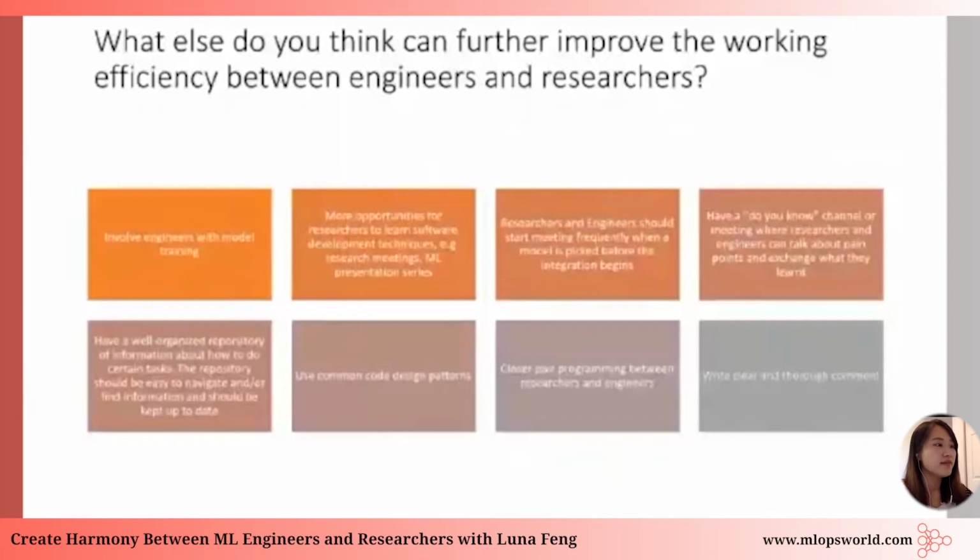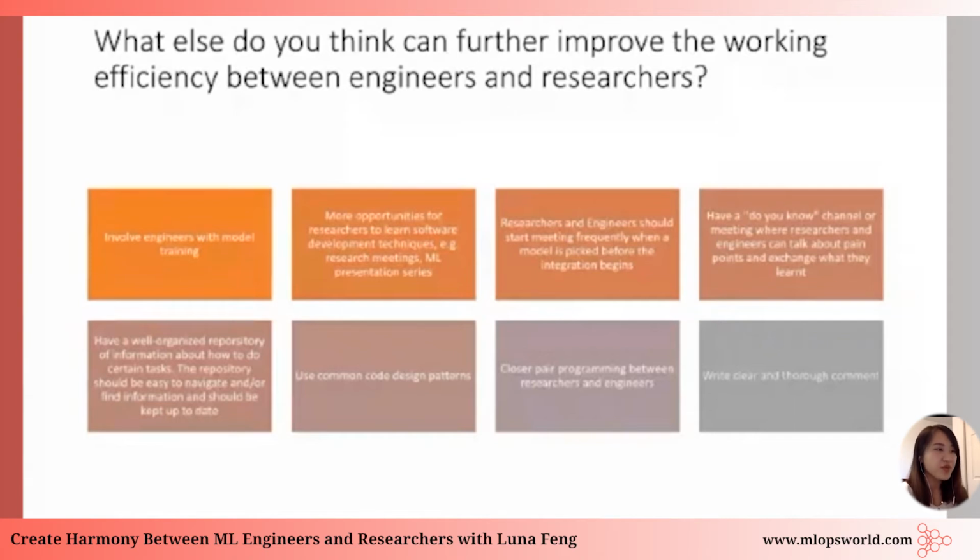And also, we should use common code design patterns that researchers learn from the engineers. This will help minimize the code refactoring process when the inference code goes to the engineer side. And the next suggestion is we should have closer pair programming between researchers and engineers. This helps engineers to understand algorithms faster, and helps researchers to learn best practices of code design patterns or unit tests, for example. And this also helps to identify those non-obvious bugs more easily.